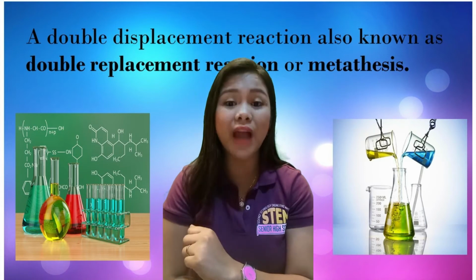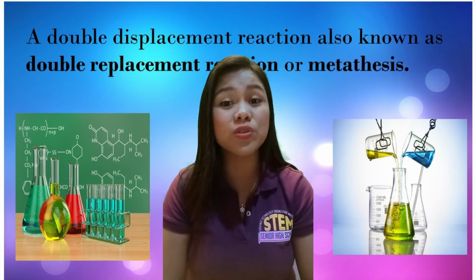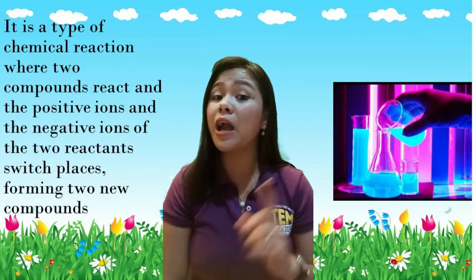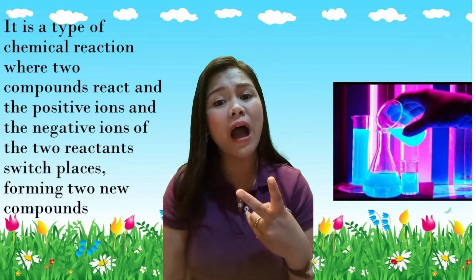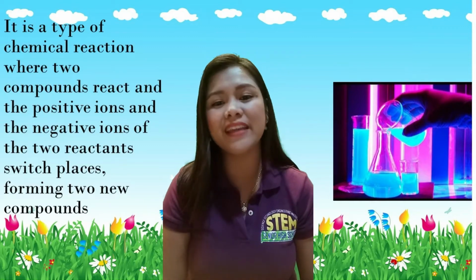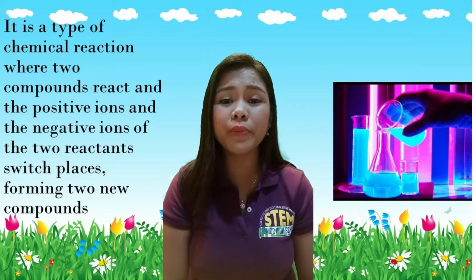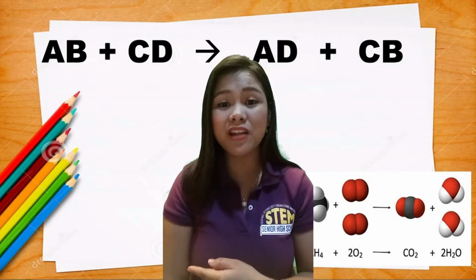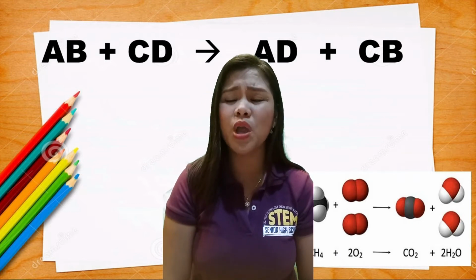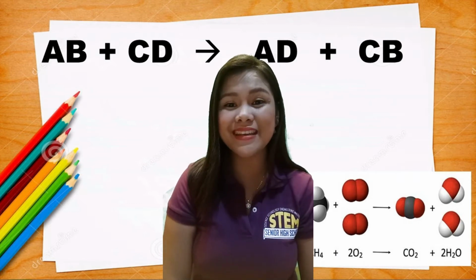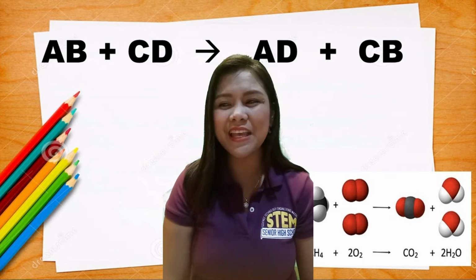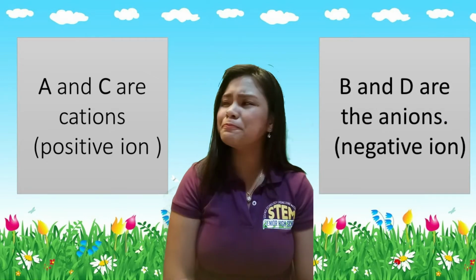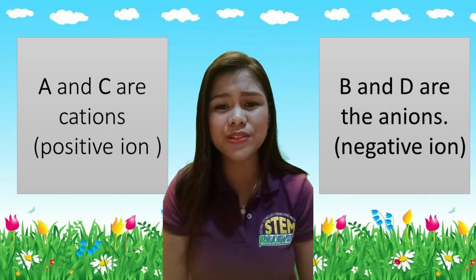A double displacement reaction, also known as double replacement reaction or metathesis, is a type of chemical reaction where two compounds react and the anions and the cations switch places, forming two new compounds or products. Here, we can see the general formula for a double displacement reaction where AB plus CD yields AD plus CB, where A and C are the cations and B and D are the anions.